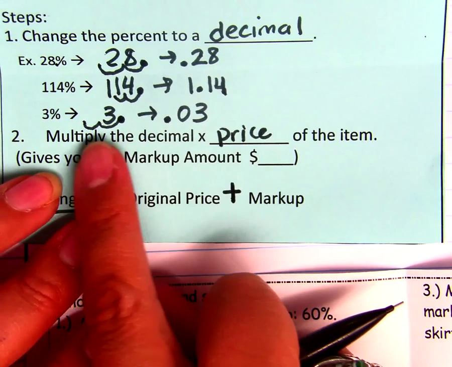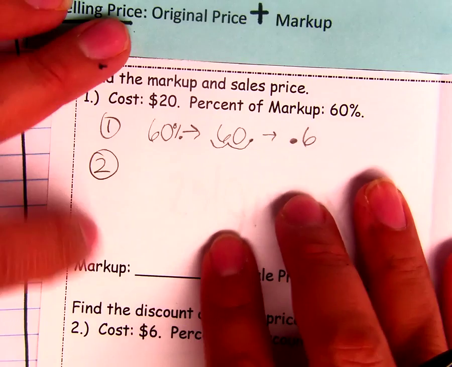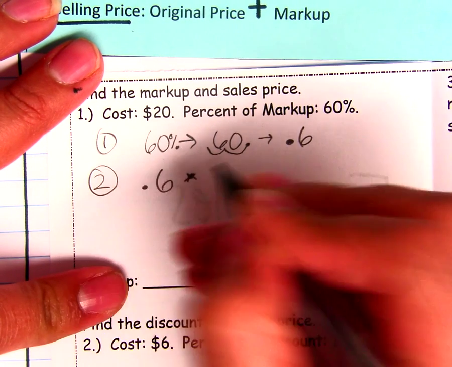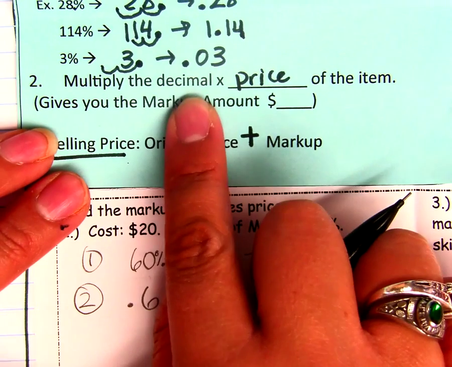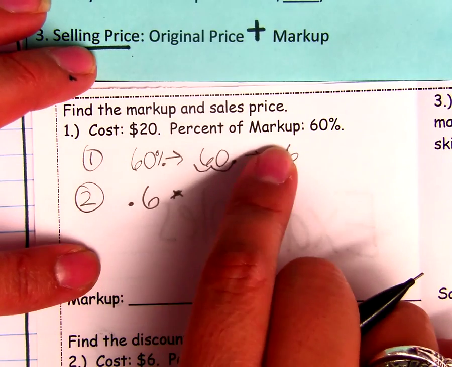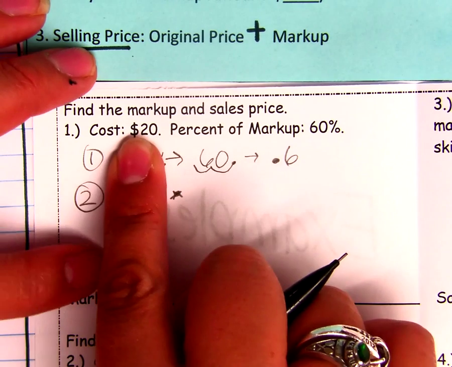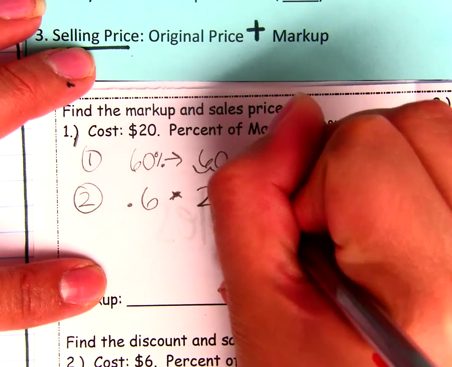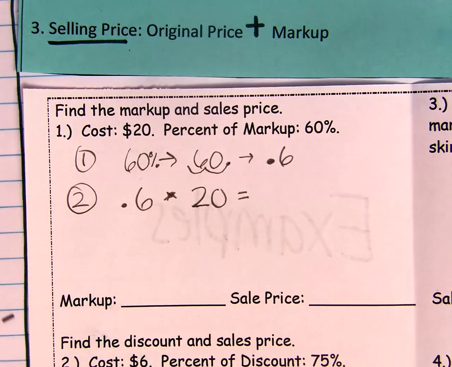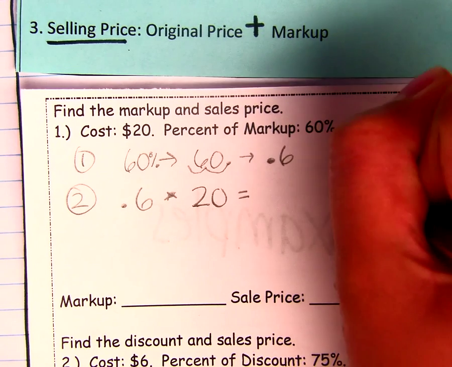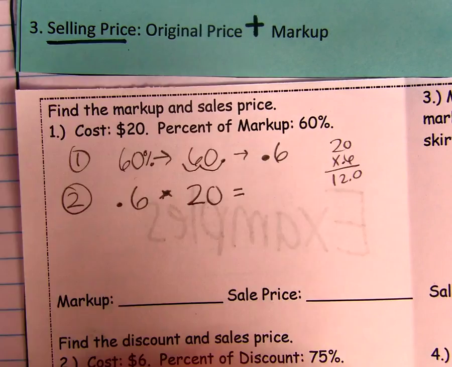So number 2, you multiply the decimal. What was our decimal here? 0.6. So we're going to multiply that times what? 20. It says times the price of the item. It doesn't tell us what the item is, but it's $20, right? So 0.6 times 20. You can multiply it by hand or you can use your calculator. And so it's going to equal 12.